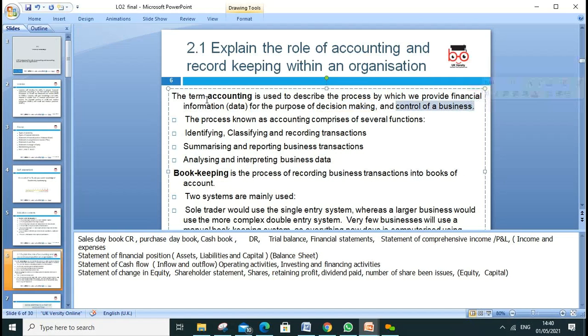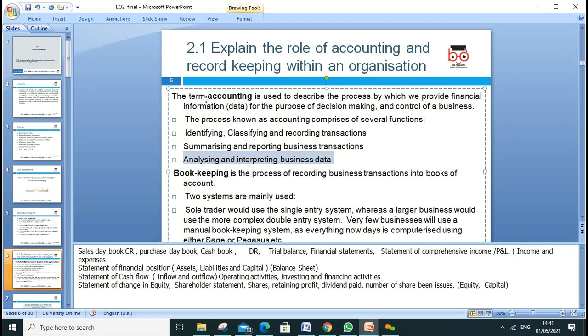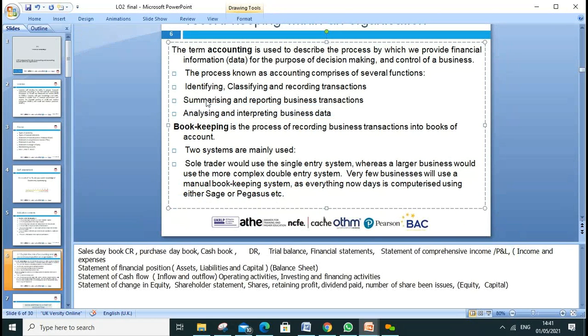Control: if we don't have control, of course, we can't use our resources effectively. What we plan should have control in place, then we can achieve our objective. So we identify and classify, record the transactions, summarize and report the business transactions, then analyze in the shape of ratio analysis, which we will go through later, showing how different people can interpret accounting information for different purposes. So bookkeeping is the process of recording business transactions in the books of account.